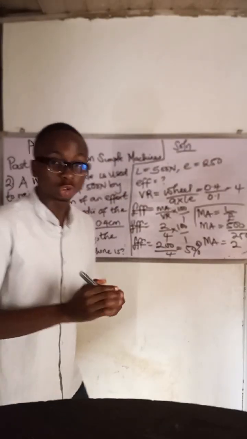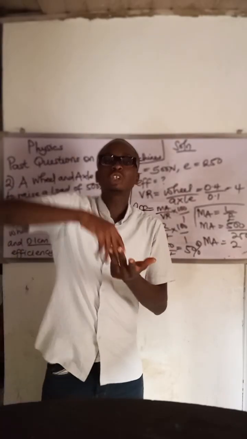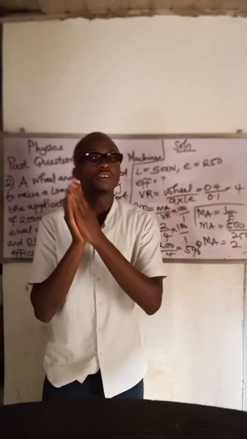Can you see how we solve questions on wheel and axle? Please take note that the velocity ratio of wheel and axle is wheel over axle.